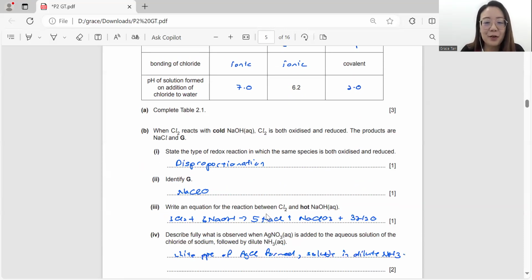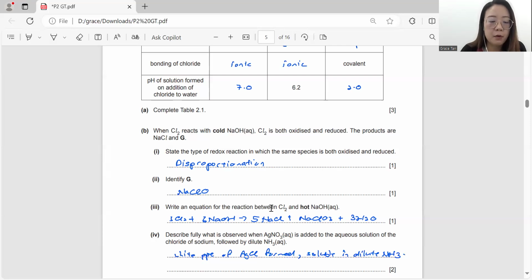Write an equation for chlorine and hot NaOH. So they ask cold, they also ask hot. This is also memorization work. You need to memorize this. It's also a disproportionation reaction. Cold dilute NaOH and hot concentrated NaOH both are disproportionation with chlorine.